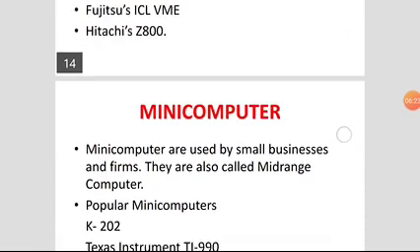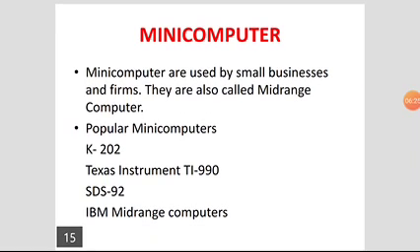Next we have mini computers. Mini computers are used by small businesses and firms, and they are also called mid-range computers. These are small machines and can be accommodated on a desk, without the powerful processing and data storage capabilities of supercomputers and mainframes. Examples of mini computers are K200, Texas Instruments TI900, SD92, and IBM mid-range computers.